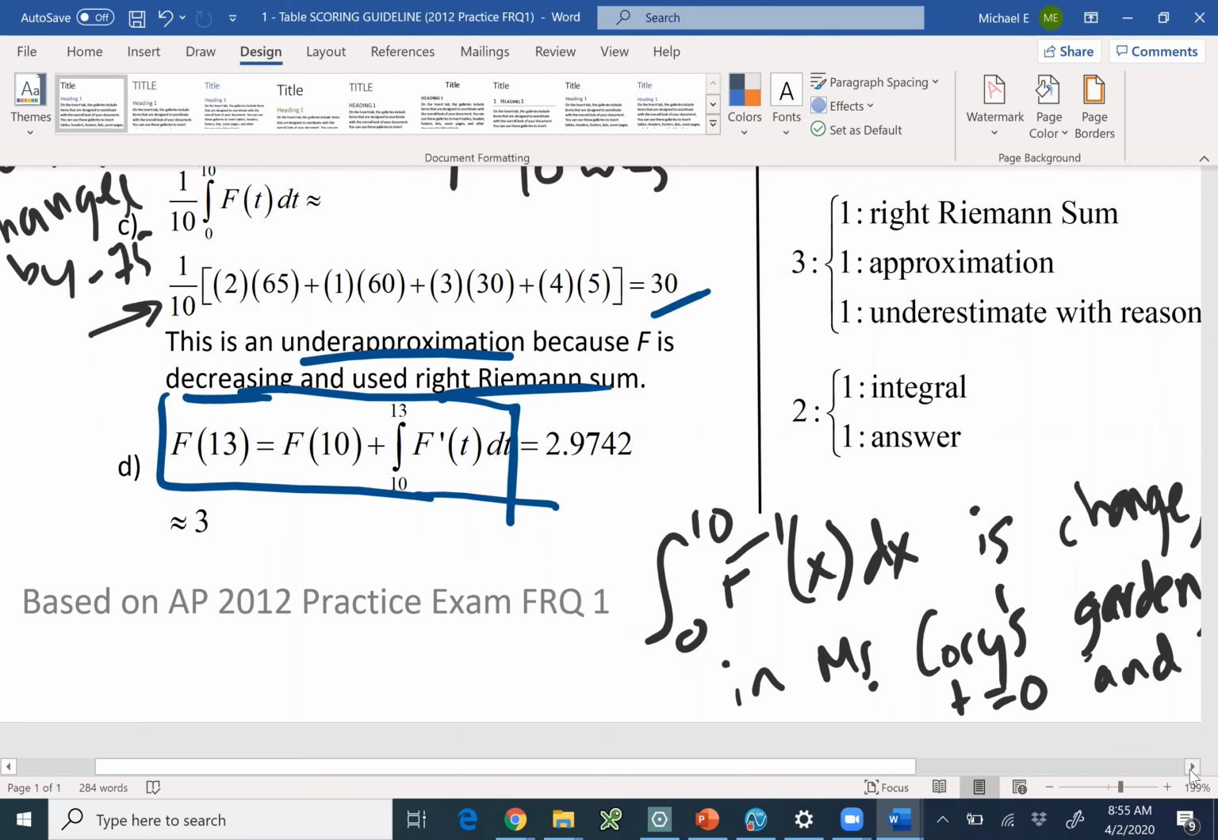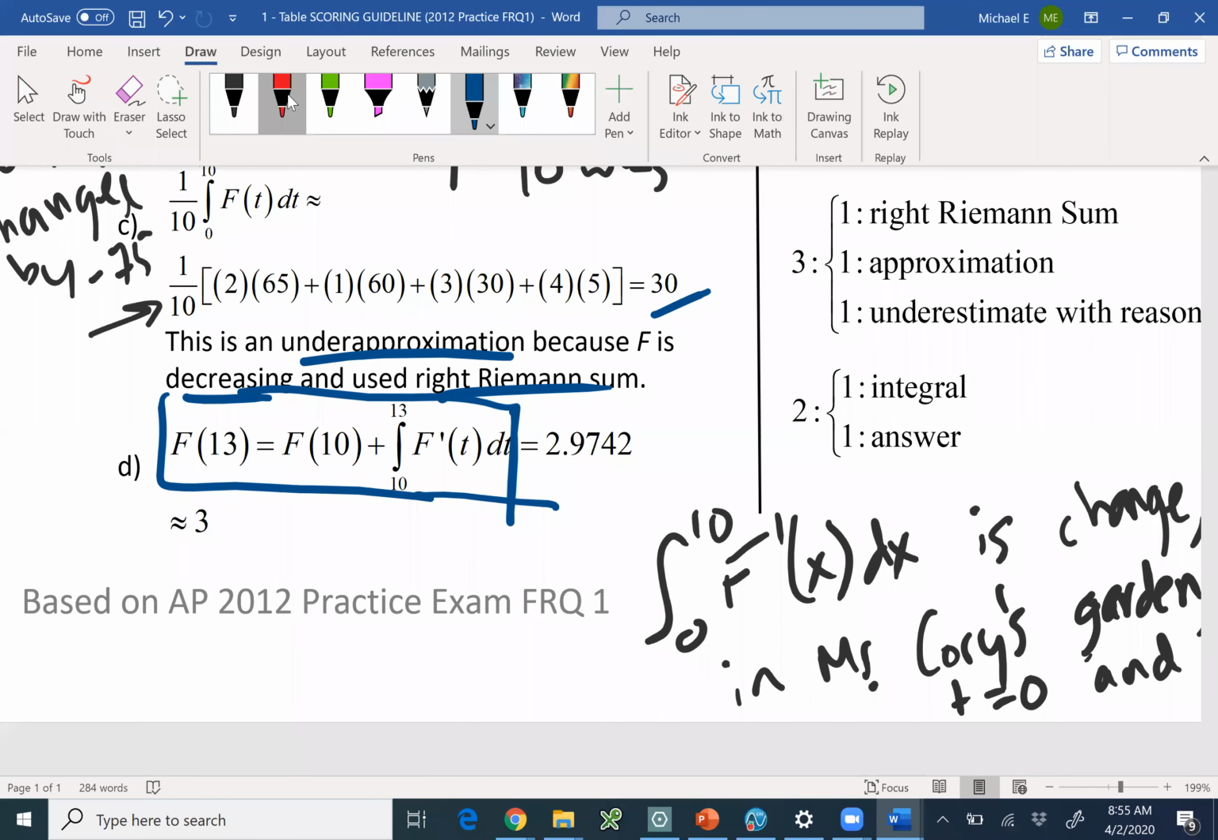And the reason we need to use 10 here and not 0 is that they said that f prime only worked between 10 and 13, right? From 0 to 10, we were using the table. And so where you get 10 from is you get 10 from the table. So when we go back up to the table, the value of f of 10 was 5. So this is really 5 plus the integral from 10 to 13 of that equation. You type that into your calculator and you'll get 2.9742, and you round it off and we get 3.